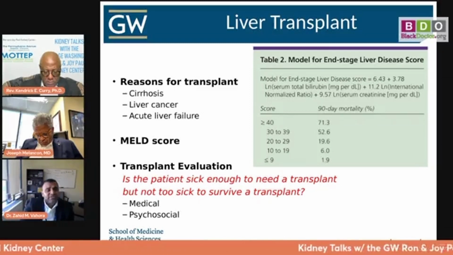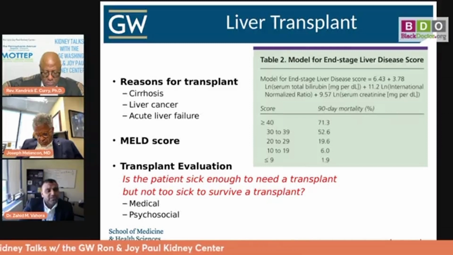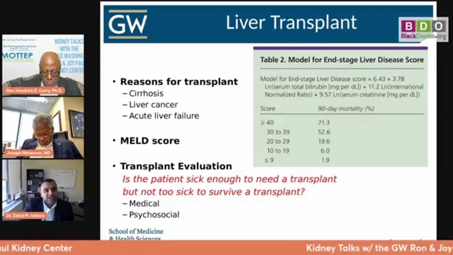Now, this score ranges from 40 being the highest, which is those patients who are the sickest, to about 6 being the lowest. And we use this score because, depending on where they are on the score, it predicts what their chance of dying is at 3 months or 90 days.